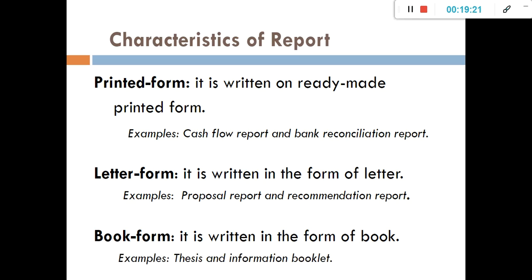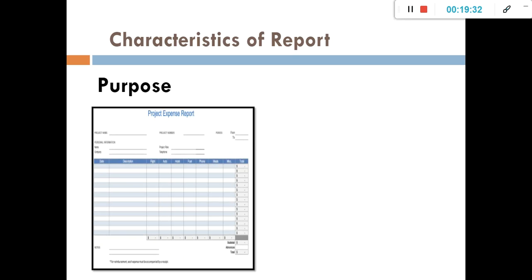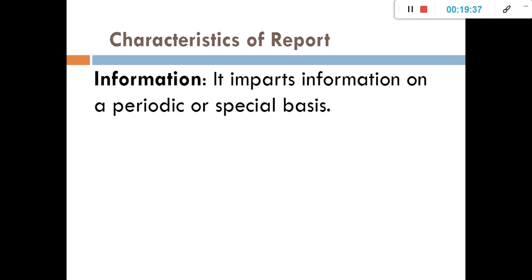So, basically, those are theses, dissertations, or information booklets. As long as it has a cover page, that's an example of a book form report. Okay? Last, the next one is according to its purpose.